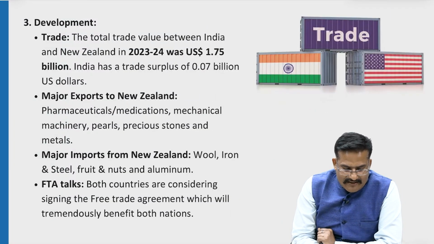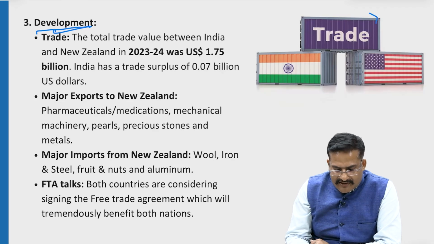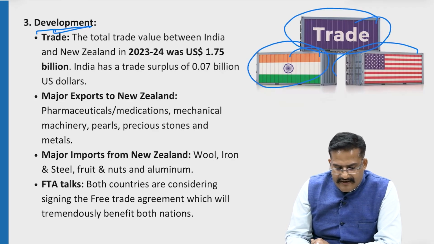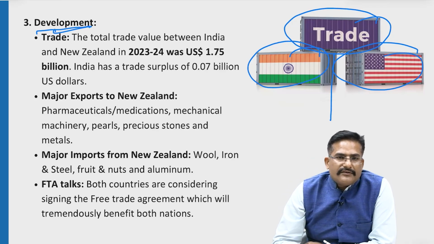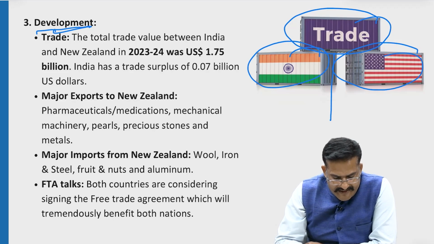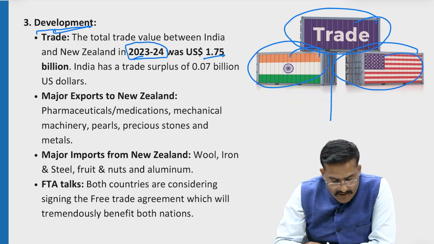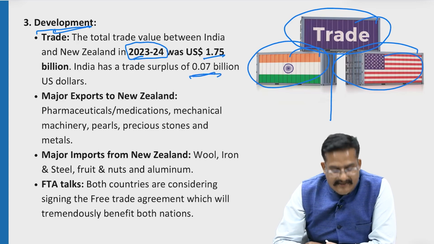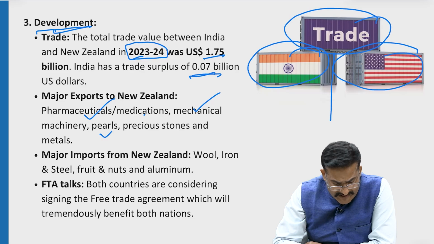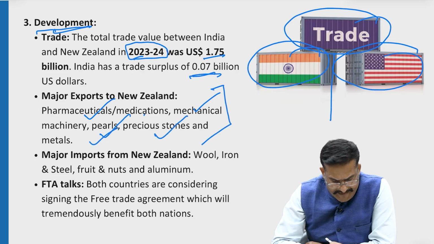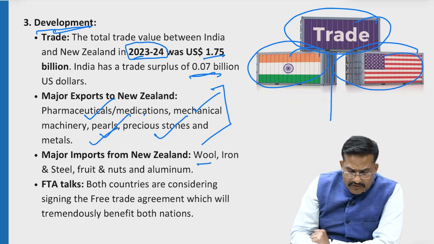Now when we talk about the third D, that is development, we will have to discuss the trade relation between New Zealand and India, right? So let us try to give an idea of the ongoing trade relations. The total trade value between India and New Zealand in 2023-24 was US dollar 1.75 billion, and India was having a trade surplus with this country, right? Also we export pharma, mechanical machinery, pearls, precious stones and metal to New Zealand. And what we import from New Zealand is wool, iron and steel, fruit, nuts and aluminium.